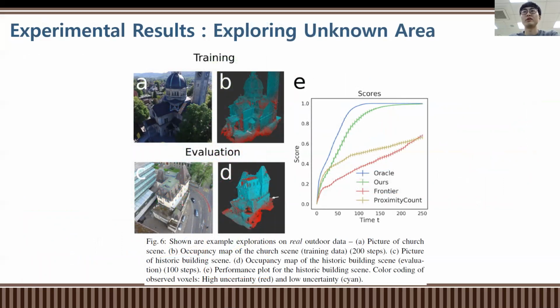In this experiment, the CNN utility function was trained on the church labeled A, which is located on the top left, and evaluated on the historical building labeled C, located on the bottom left. It is notable that despite the differences in geometry and scale between the two structures, the trained model can generalize to accurately depict a structure that it has not encountered before. Thus, the data-driven method in this case proved to be highly accurate and applicable to unknown areas as well.